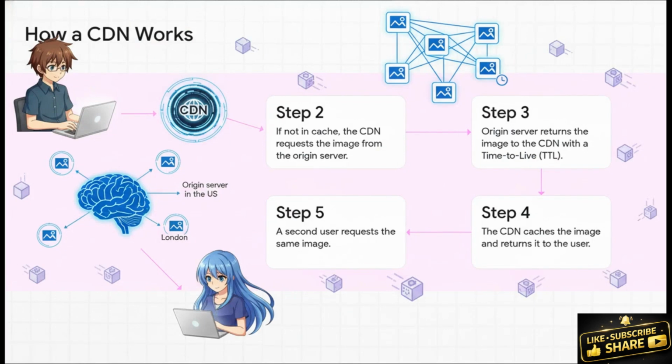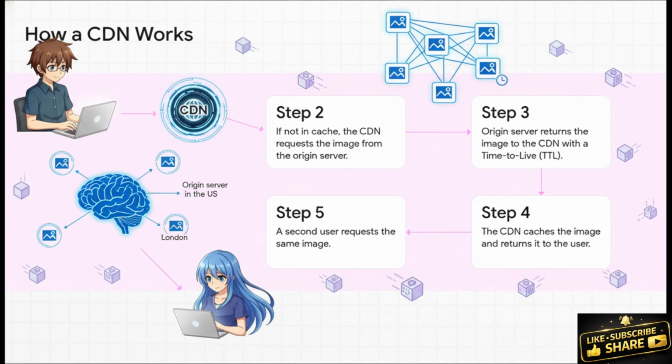And now for our secret weapon for global speed, the Content Delivery Network, or CDN. The easiest way to think about it is this. A CDN puts copies of your site's static stuff, like images and videos, in data centers all over the world. So when a user in London requests an image for the very first time, the CDN grabs it from our main server. But then, and here's the magic, it saves a copy in London.